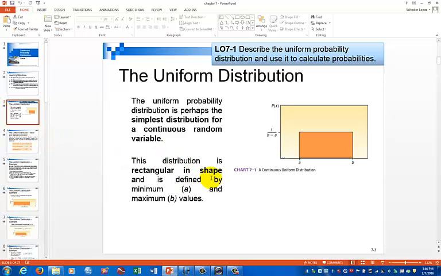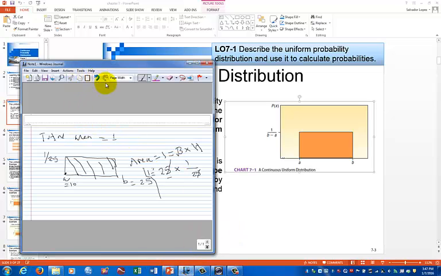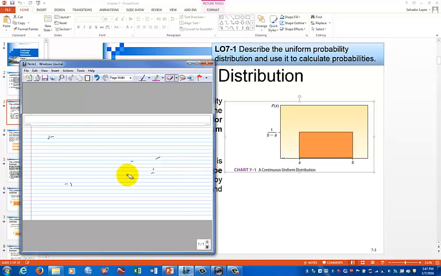The distribution is rectangular in shape and is defined by minimum and maximum values. The minimum is A and the maximum is B. A and B could be, let's say, 20 and 12. 20 minus 12 would be 8. So I had something written before. So, for example, it's not a perfect line, obviously. I said between 20 and 12. So the difference between the two would be 8.